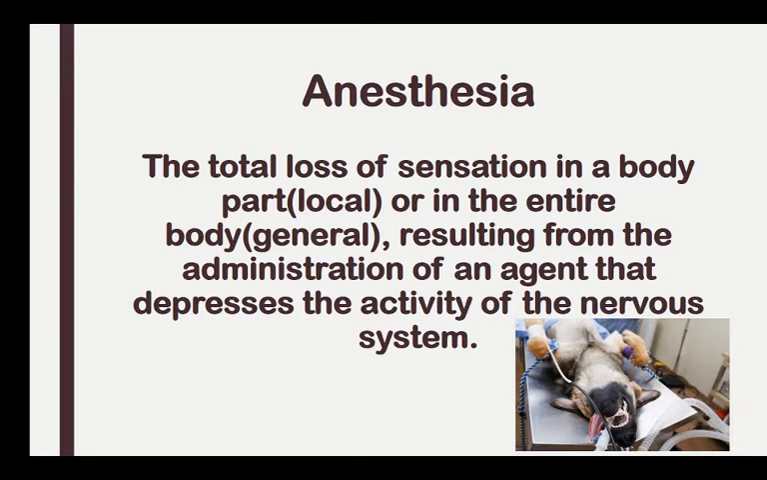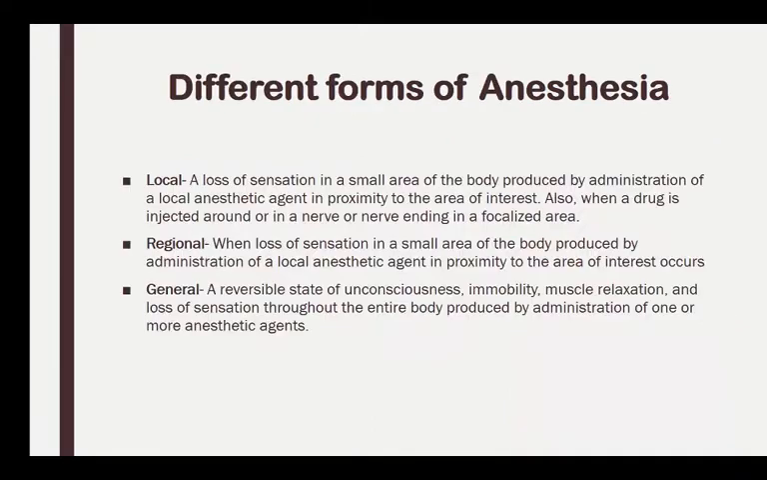So, anesthesia is the total loss of sensation in a body, either part, which is local anesthesia, or in the entire body, which is general anesthesia. And this is resulting from the administration of an agent that depresses the activity of the nervous system. There are different forms of anesthesia.